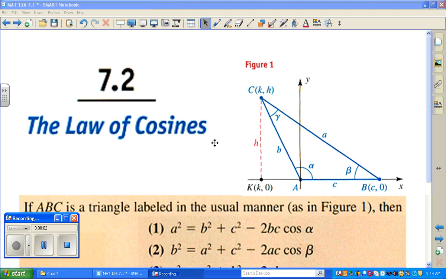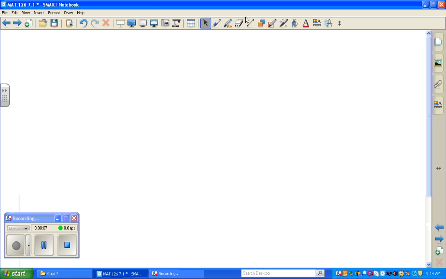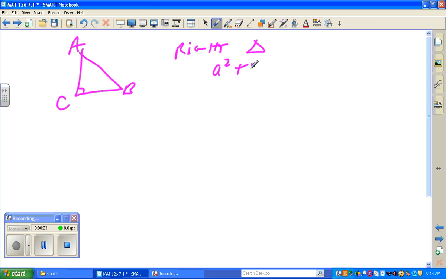All right, 7.2, law of cosines. I'm going to back up for just a moment and explain that for a right triangle, you have several things that you can do, C, A, and B. For a right triangle, you have the possibility of using the Pythagorean theorem. You have all your relationships for the trig ratios for solving. You also have all your identities that you can use to solve right triangles. There's a lot to choose from.